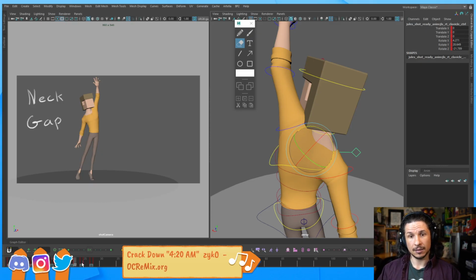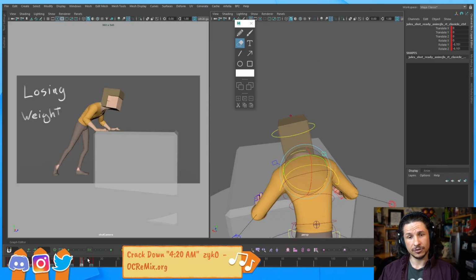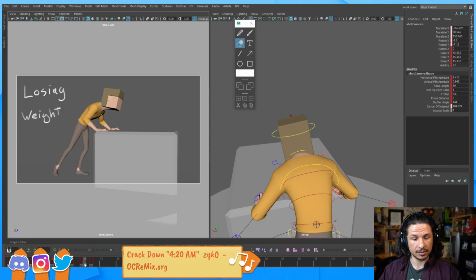Okay. The next issue I see often, losing weight. This basically comes down to having characters putting weight into their upper body. So in this case, leaning on a table, for example, or if a character is lifting something heavy, you need to think of how the weight will affect the clavicles. If you don't, there's going to be no feeling of weight in the character.